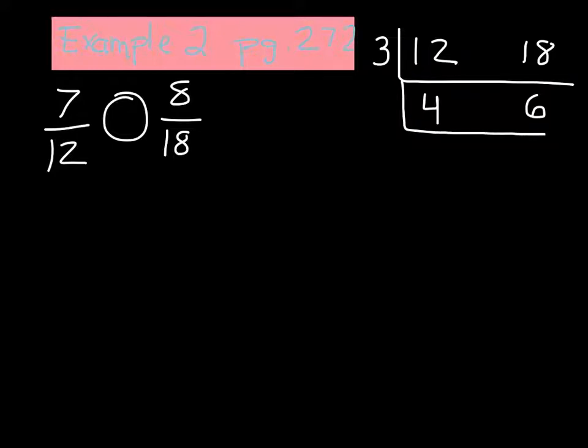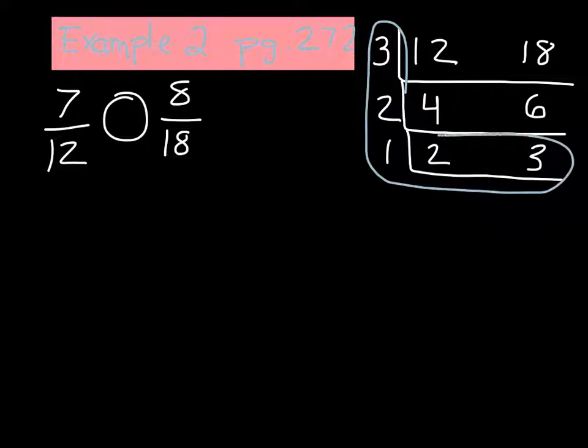Put this little line here. A number that goes into 4 and 6 evenly would be 2. 4 divided by 2 gives us 2. 6 divided by 2 gives us 3. Put that line here, and then 1 is the only number we can think of that goes into 2 and 3 evenly. So that's the end of our thing. We'll make a big L here.